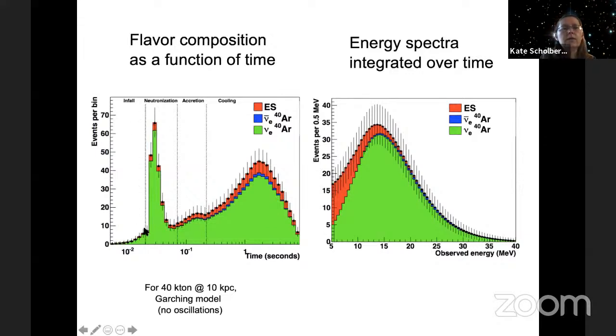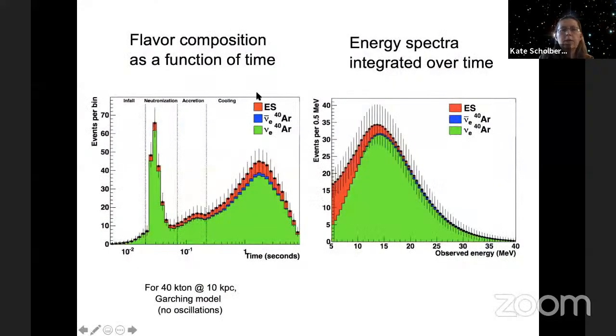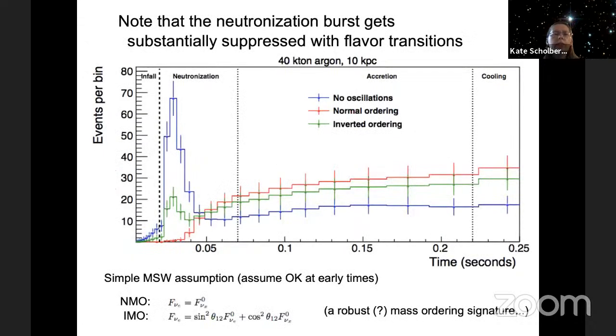And so here you can see these different phases. You see this very bright neutronization burst. And this, oops, there we go, this green shows the electron flavor component. You can see it's dominated by that. There's a little bit of elastic scattering, maybe a tiny bit of the anti-electron flavor, but it's really almost all electron flavor. And if you integrate over time, this is the spectrum that you would observe in the detector. So this is very interesting. I think you saw this plot also in the last talk.